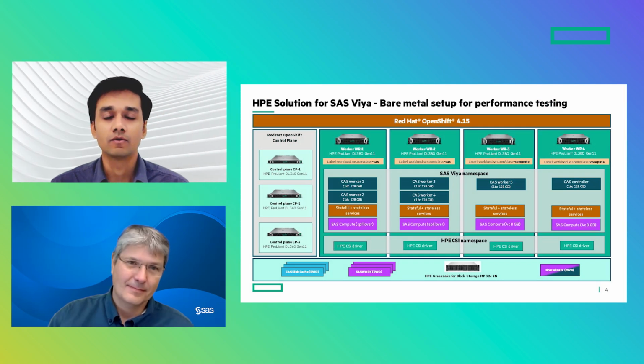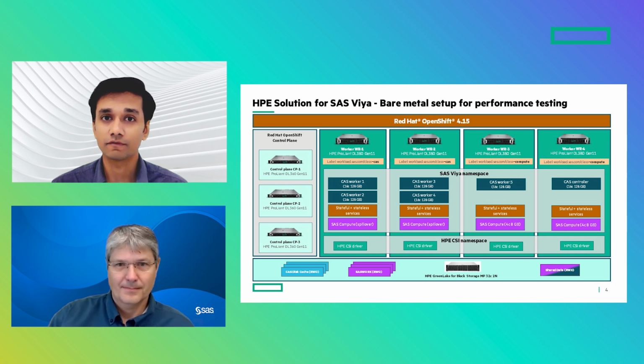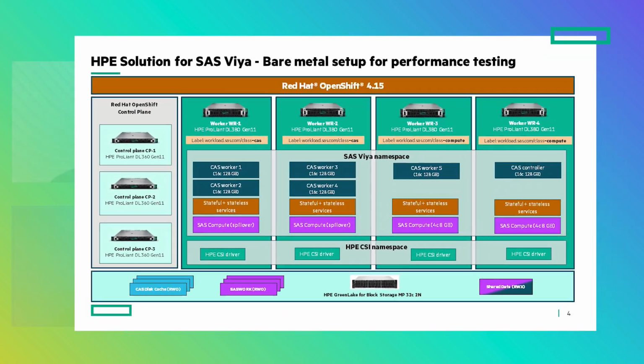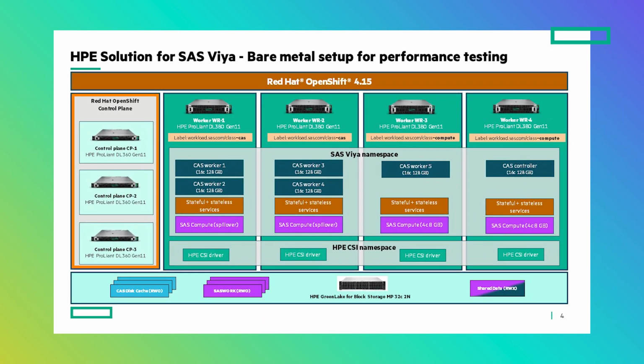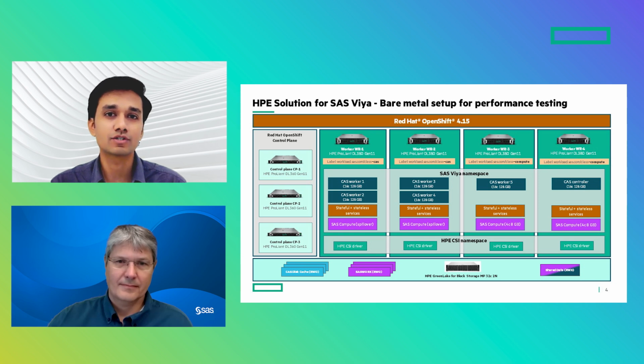Excellent. So now shall we look at the performance setup, like what we used for our testing? Yeah, sure. So basically here, we use the large config in the HPE portfolio or the HPE solution for SAS Viya. So for the Red Hat OpenShift control plane, we have three HPE Proliant DL360 Gen 11 servers. And for the Red Hat OpenShift worker nodes, we have four HPE Proliant DL380 Gen 11 servers. Okay. This is coming from the large configuration in this solution.